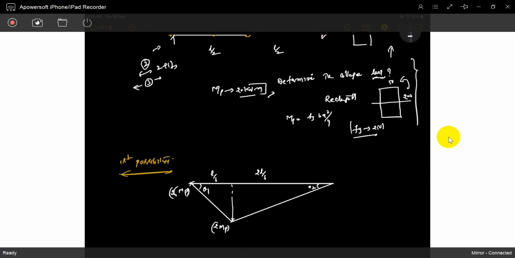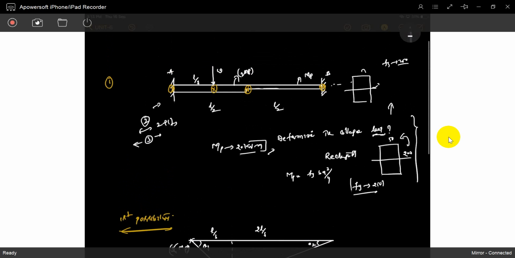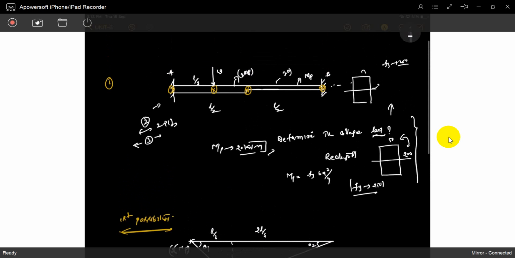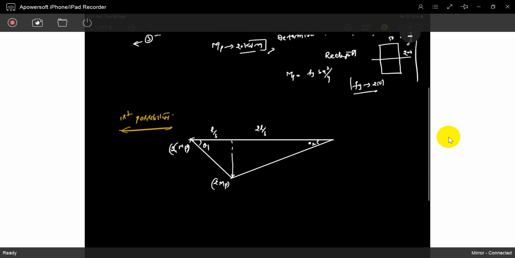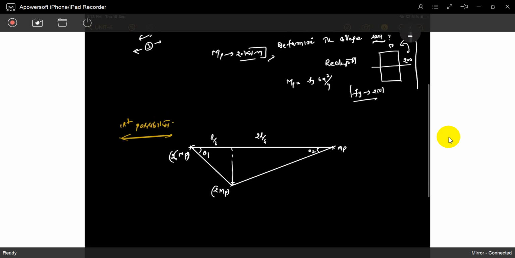The cross section is higher, so the capacity is 2 Mp. Understood? It's 2 Mp, the capacity of the cross section. So 2 Mp, Mp, Mp. This is theta 2, this is theta 1.